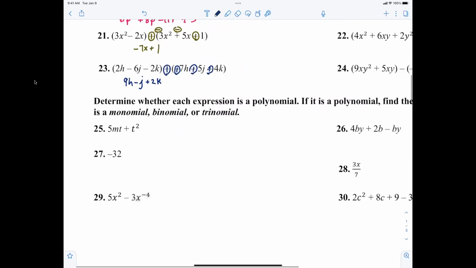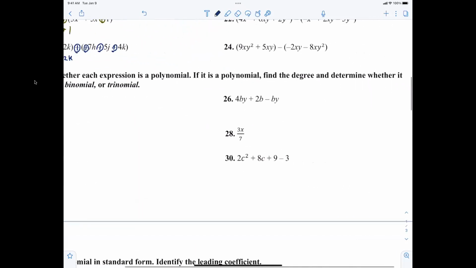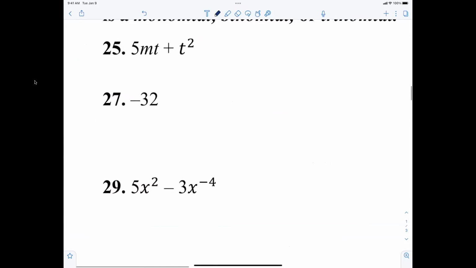Okay, now here we go. Determine whether each expression is a polynomial. If it is, find the degree. All right, so this, number 25, what kind of polynomial is this? It is a binomial. So everybody write down binomial. Now the hard part. What is the degree? Yes, the degree is 2.